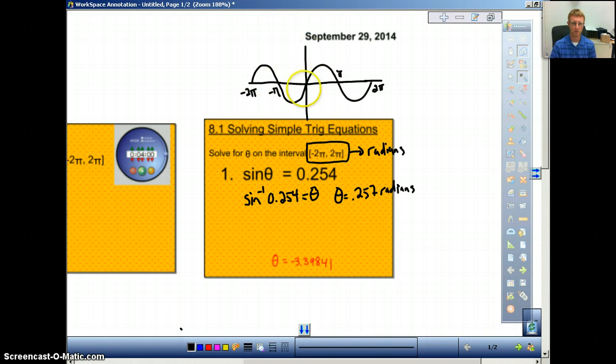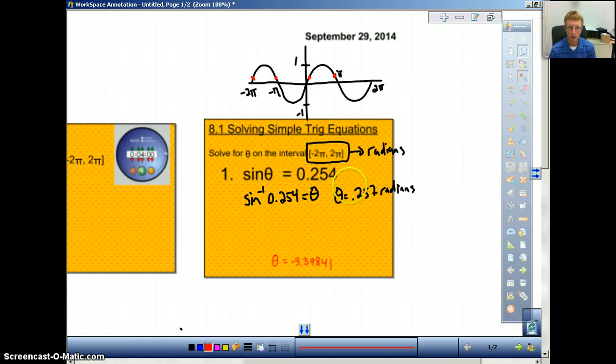The reason why this becomes an issue is if you think about where our sine graph is equal to 0.254, we know the top point is 1, we know the bottom point is negative 1. So 0.254 is going to be at this point right here, but it's also going to be at this point right here, and at this point over here, and at this point over here. So when we're dealing with an interval from negative 2 pi all the way to 2 pi, we have 4 places where it's going to be equal to 0.254.